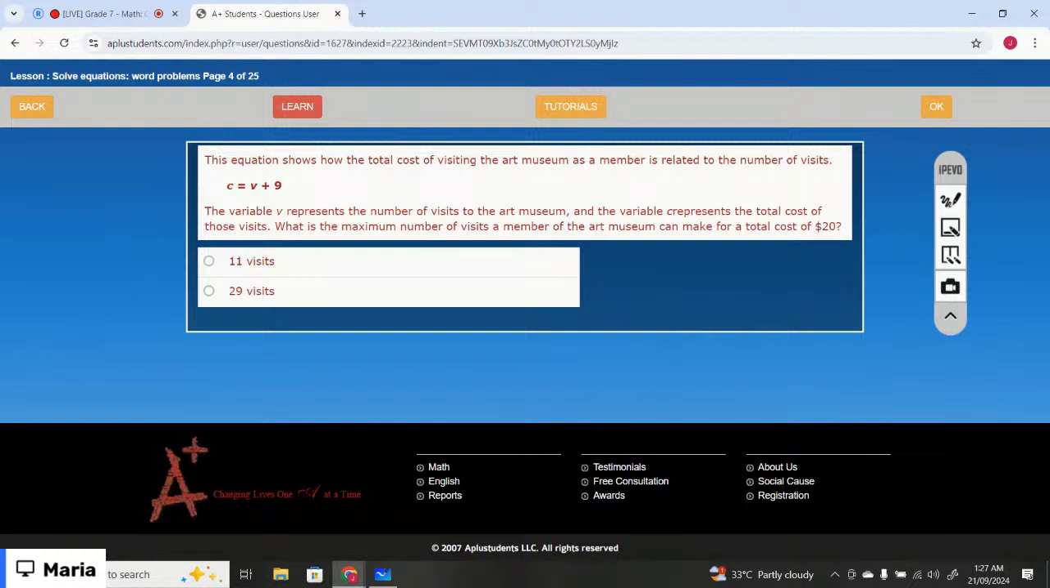This equation shows how the total cost of visiting the art museum as a member is related to the number of visits. C equals V plus 9. The variable V represents the number of visits to the art museum and the variable C represents the total cost of those visits. What is the maximum number of visits a member of the art museum can make for a total cost of $20?